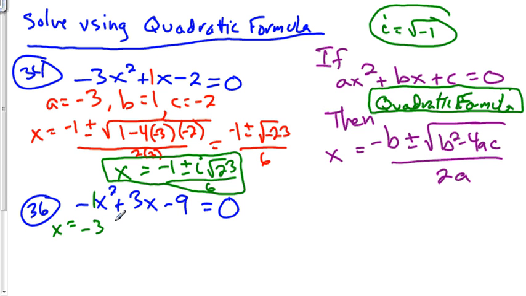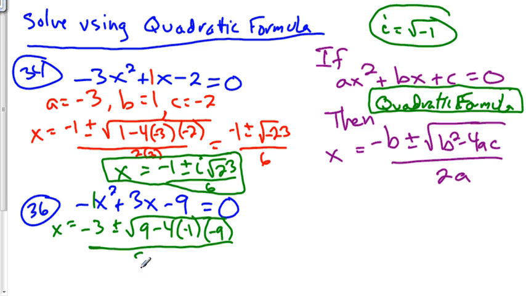So it's negative b plus or minus the square root of b squared, which is going to be 9, minus 4 times a times c. So a is negative 1, c is negative 9, all over 2a. So it's 2 times negative 1. Negative 4 times negative 1 is positive 4, times negative 9 is negative 36.